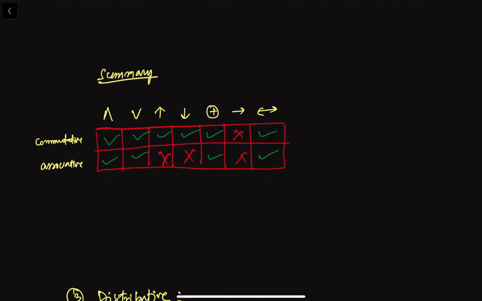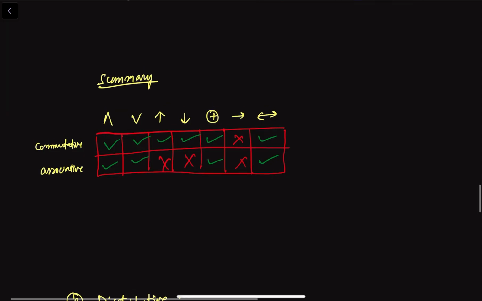So let's give a brief summary. The commutative law is not applicable only for the implication operator, and the associative law is applicable for AND and OR, but not for NAND, NOR, and implication.